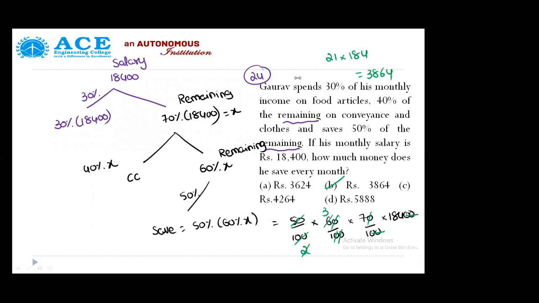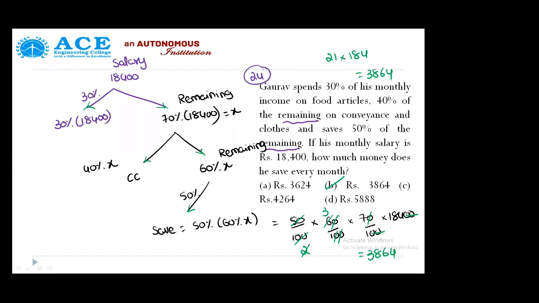See, calculation is all your wish, guys. I don't object, whatever method you are following. You can calculate 70% of this, then 40% removing, and again 60% for the 50. You can do it like that also. Savings is nothing but finally 3,864, you got.